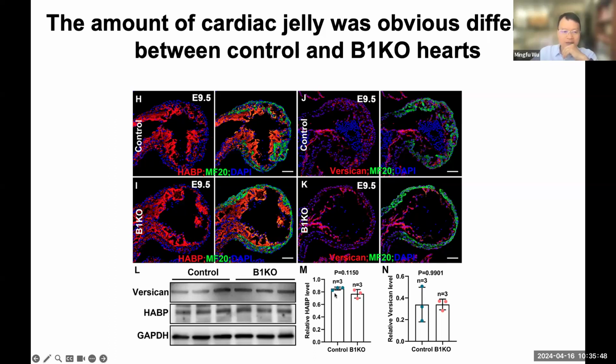And by immunostaining and by Western blot, we didn't see any difference. And here shows the quantification. So we can say that the cardiac jelly is not a key factor for the trabeculation defect and the organization defect in the B1KO.